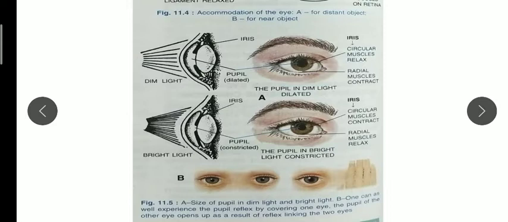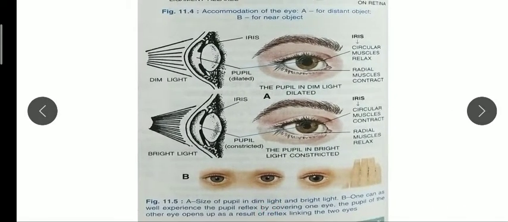Now it is written that one can experience the pupil relax by converging one eye. The pupil of the other eye opens as a result of a reflex linking the two eyes. Whereas in the bright light, what will happen? The pupil constricts, and you can see here also in the natural picture, circular muscle contracts and radial muscle relaxes, just opposite. So in this book the pictures are very nice, so that you can easily understand.